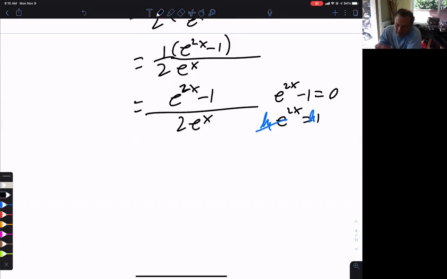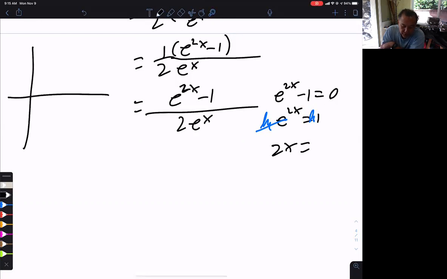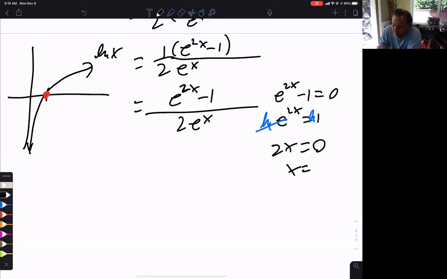Those cancel. I end up with 2x, and you have to know ln of 1. If you do not know, remember, I've been giving you these on the quizzes. That's the ln function. And what's the value at 1? It's 0. You have to know that. Divide by 2, x equals 0. That's when the numerator equals 0. That's a critical point. Now, when does the denominator equal 0?